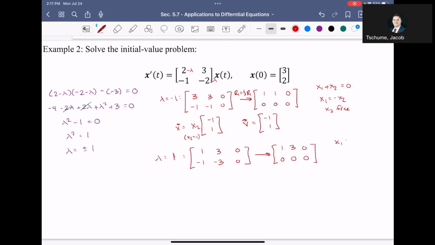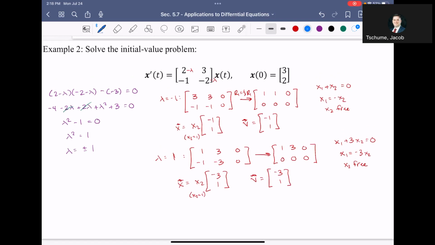So this time, x1 plus 3x2 is 0, which means x1 needs to equal negative 3x2, with x2 being our free variable. This eigenspace is defined as the vector x being the free variable x2 times the vector negative 3, 1. Once again, those numbers aren't too bad here, so I'm just going to leave those alone. I'm going to let x2 be 1 again, so that my eigenvector for lambda equals 1 will just be negative 3, 1.